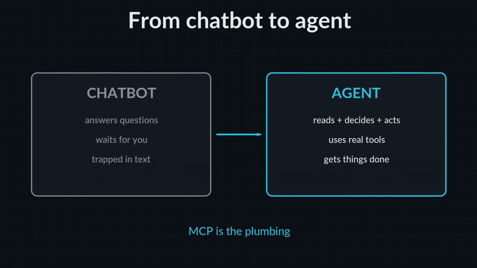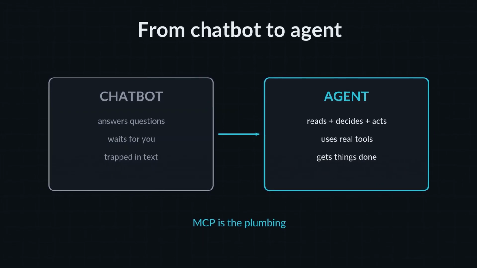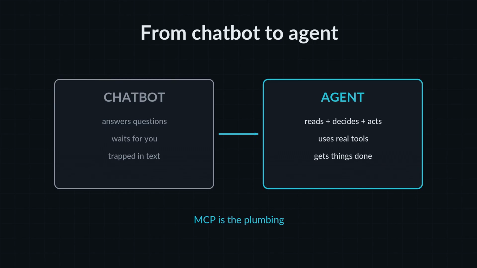This is the shift from chatbot to agent. A chatbot answers, an agent acts. It reads, decides, and does. MCP is the plumbing that makes that possible in a standard way, which is why Anthropic and now the wider ecosystem are building on it. Learn it once, and it works everywhere.